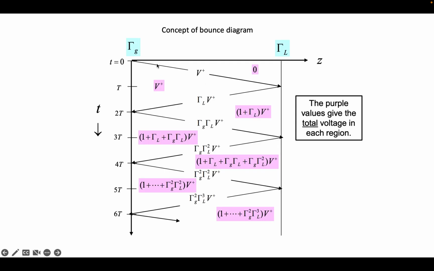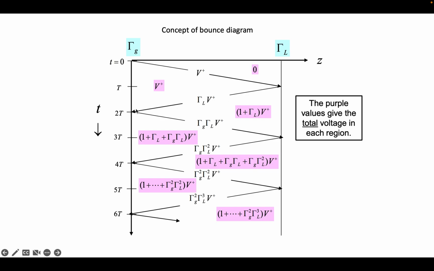Okay, so now what will happen? It will take one transit time T to reach this boundary. So you start with V plus and then you move on to the boundary, which takes one transit time. So voltage here will be V plus. Now this boundary has the reflection coefficient of tau L. So the reflected voltage, which is moving in the backward direction, will have value tau L times V plus.